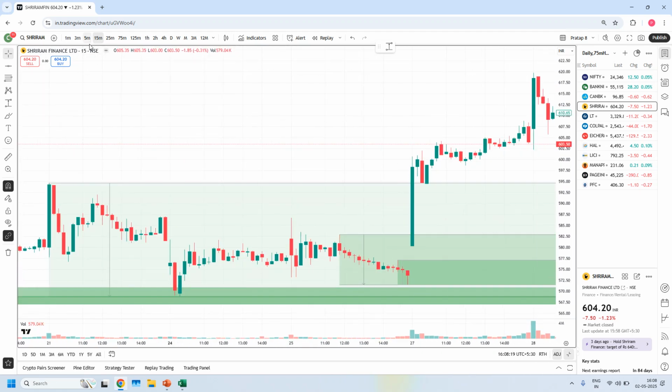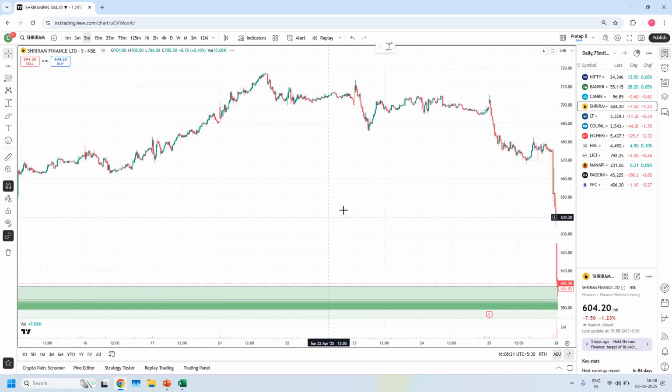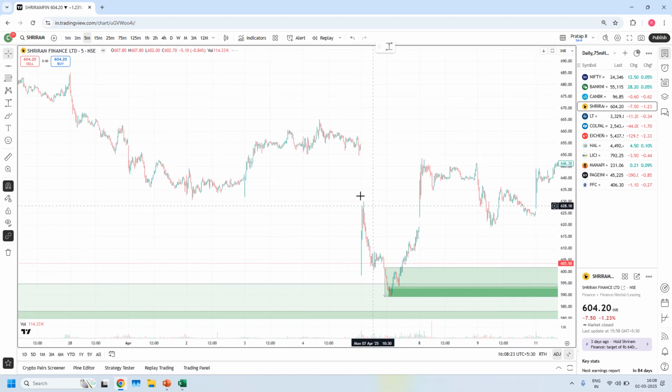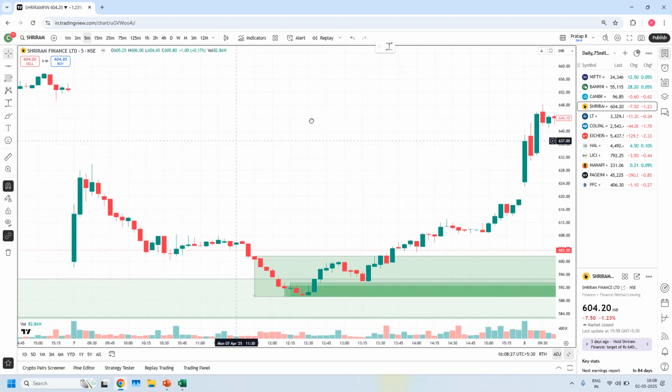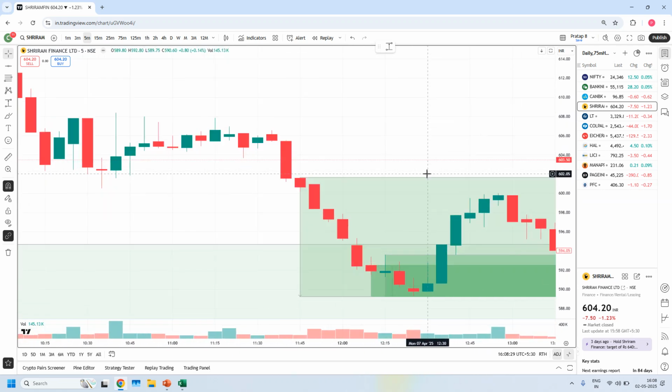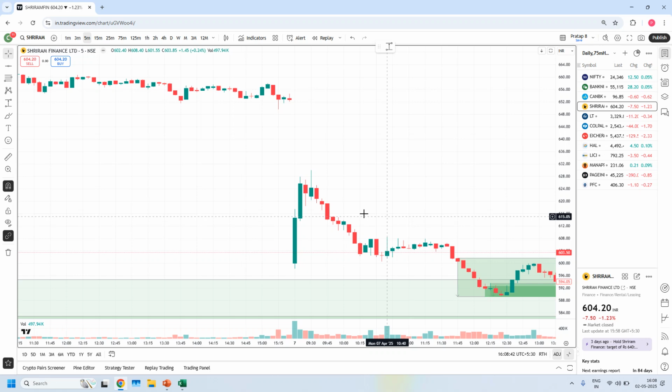Now go to the 5 minutes time frame. So here we have an excellent fine-tuned 5-minute zone. We have a drop candle, 1, 2, 3, 4, 5 base candles and a rally and follow through candles. So type 2 proximal, I have drawn this 5-minute zone inside the 15-minute zone.